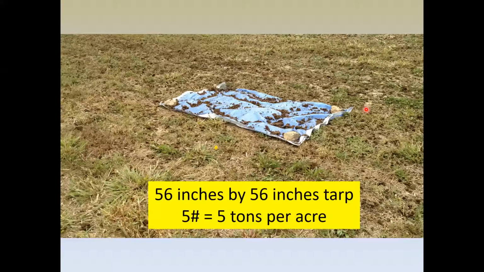The big thing I'd like to emphasize on your solid manures as well is your ability to calibrate how much you're applying to a field. If you get some sort of a tarpaulin or a piece of plastic or something that's 56 by 56 inches, and you put that out into your field and you apply your manure as you normally would, if you will take the time to weigh that, you'll find that this 56 by 56 inch area is 1/2000th of an acre.